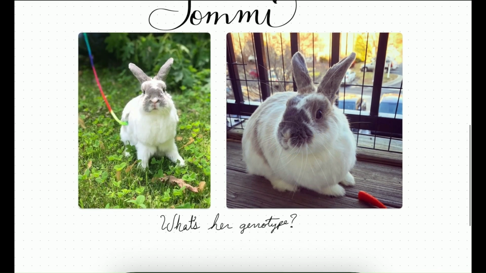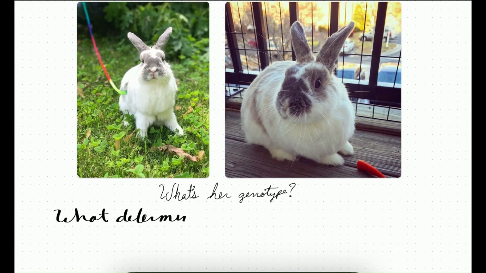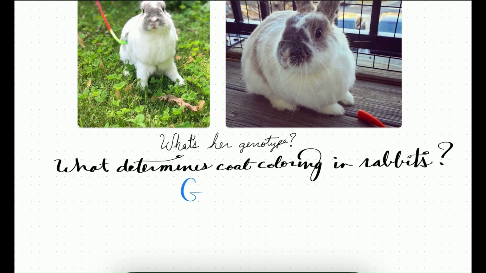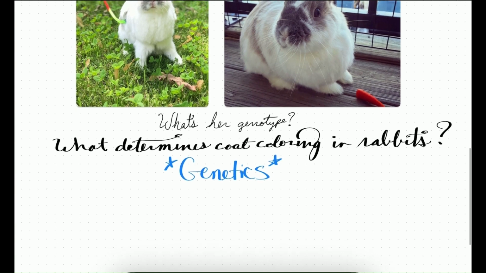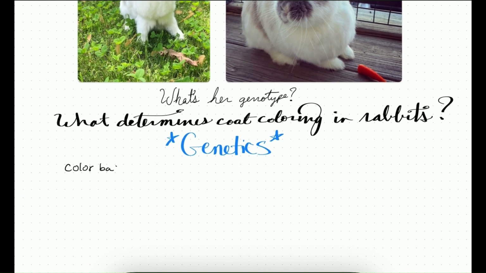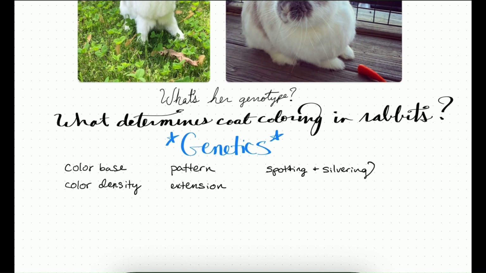How would we do this? Let's talk about it. What determines a rabbit's coloring? Genetics. Coat color is based on several different genes that control color base, color density, pattern, extension of dark pigment, spotting, and silvering. Keep in mind that there is still much that is unknown about the rabbit genome, but today we're going to discuss specific aspects of the rabbit genome that we do know and how they interact to form what we visually see, also known as the rabbit's phenotype.